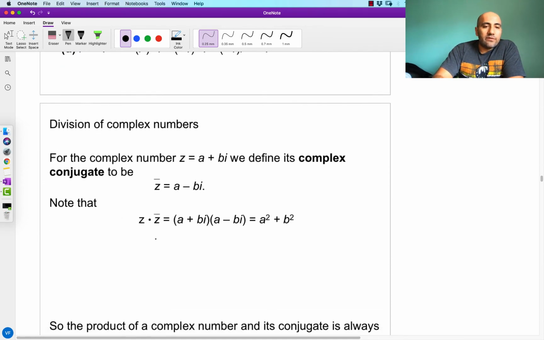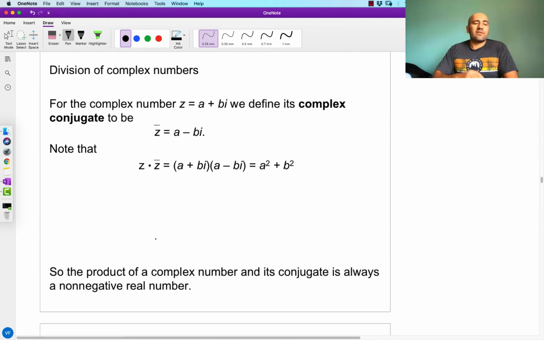Okay, well, how do we do division? Division of complex numbers. This one's a little bit trickier, but not that bad. So for the complex number z equals a plus bi, we define the complex conjugate. We've seen this word before, the conjugate. So now we have the complex conjugate, z bar.